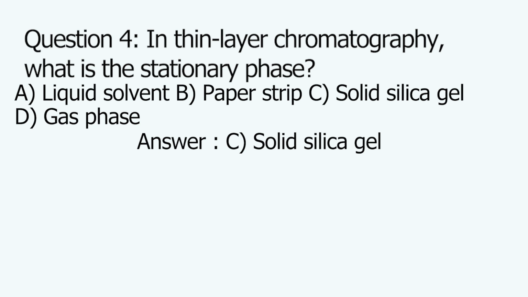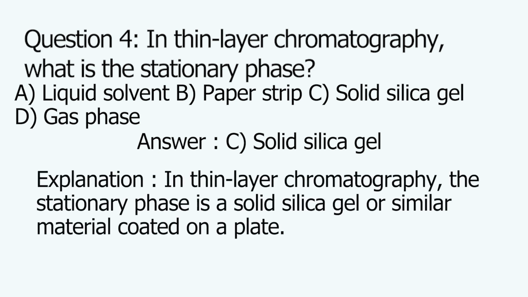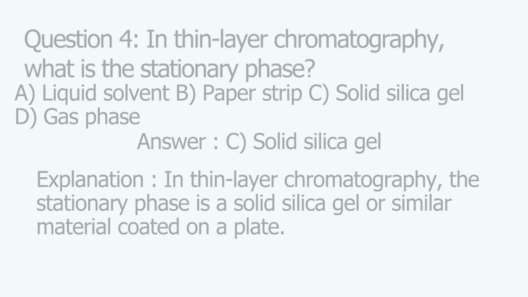Answer. C. Solid silica gel. Explanation. In thin layer chromatography, the stationary phase is a solid silica gel or similar material coated on a plate.